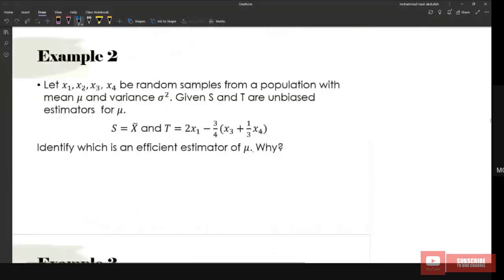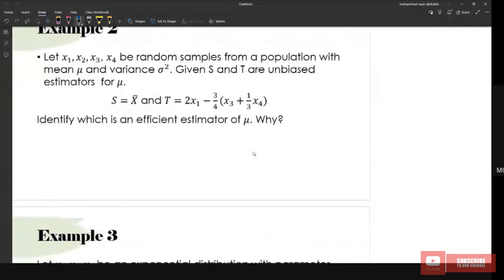Now, we look at example number two. In example number two, we have X1 until X4 as a random sample from a population with mean equal to mu and variance equal to sigma squared. Given S and T are unbiased estimators. So this is a very good question, right? Already checked for you. S and T are unbiased estimators, so we do not need to check for unbiasedness. S is equal to X bar and T is equal to 2X1 minus 3 over 4 X3 plus 1 over 3 X4. So this is the second one. The second estimator is very long. Identify which estimator is an efficient estimator of mu.